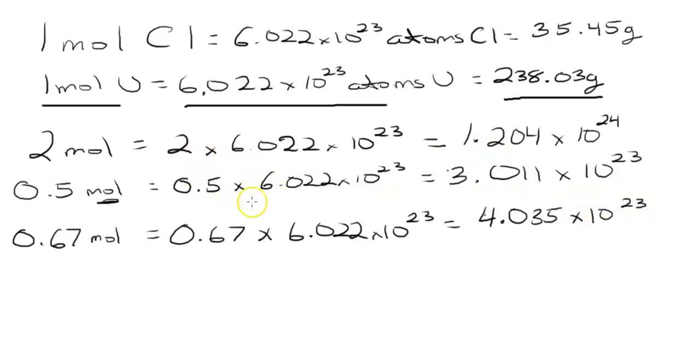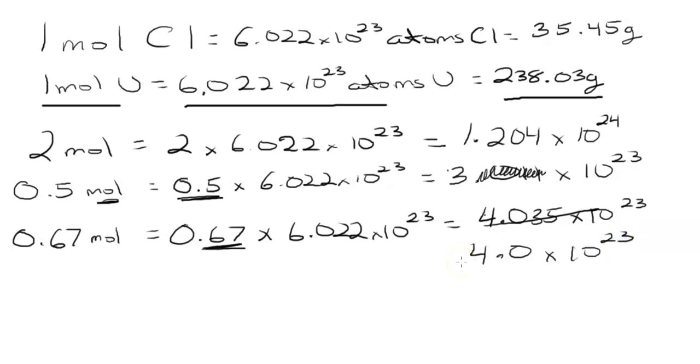Now, I'm going to go back and look at my sig figs, right? This number only has 1 significant digit, so technically my answer can only have 1. So I would end up with 3 times 10 to the 23rd. And this number has 2 significant digits, so technically my answer can only have 2, so I would end up with 4.0 times 10 to the 23rd as my answer there.